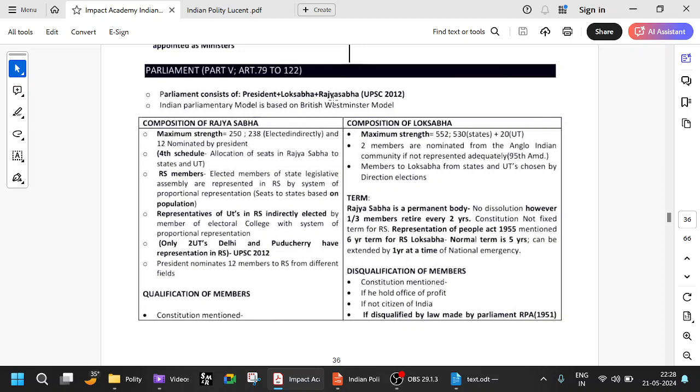Okay. This is frequently asked. President, Lok Sabha, and Rajya Sabha: all these three form the Parliament, and the President is not a part of Lok Sabha or Rajya Sabha. The Indian parliamentary model is based on the British Westminster model.